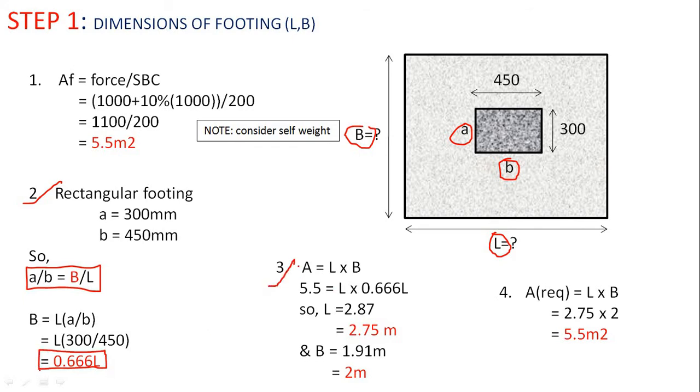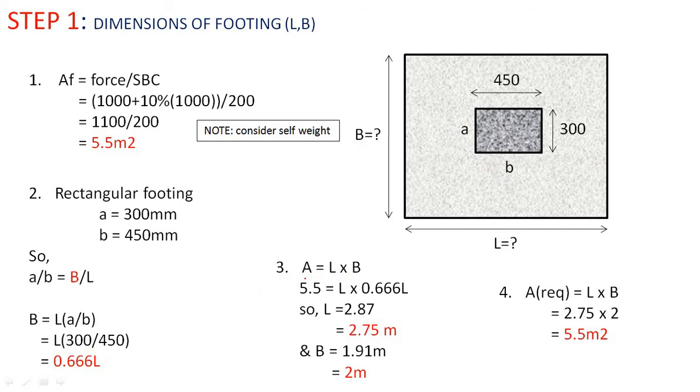Third, we will use the formula of the area, and we will place the value of width of footing in this equation, and we will find length and width of the footing. We will use area is equal to length into width. So we already have the area over here as 5.5 meter square, which is equal to L times B, and we already have the value of B obtained over here, which is 0.666 L. So we will place it over here, and we will make L the subject. So we have the length of footing as 2.87 meter and the width as 1.91 meter.